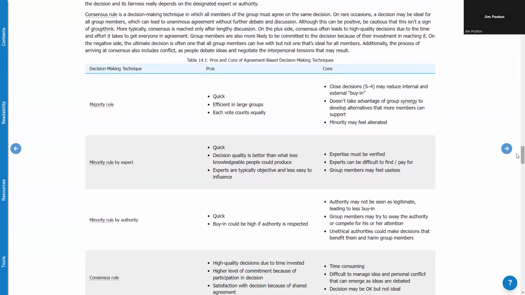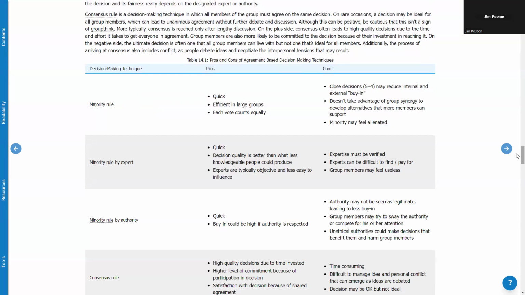Consensus rule is a decision-making technique in which all members of the group must agree on the same decision. On rare occasions, a decision may be ideal for all group members, which can lead to unanimous agreement without further debate and discussion. Although this can be positive, be cautious that this isn't a sign of groupthink. More typically, consensus is reached only after lengthy discussion.